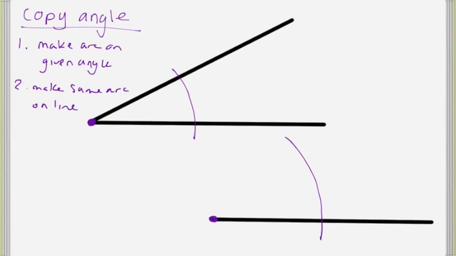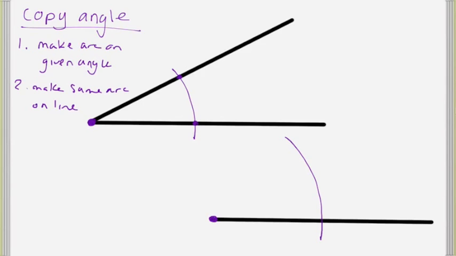Now what we want to do is know how wide this angle is. So a compass is a measuring tool. So what we're going to do is anytime that you make a mark with your compass and it intersects something that's already there, we're going to place a point, and those points are going to become important to us. So what I'm going to do is place my compass point on one of those points and use my compass to measure how wide that angle is.